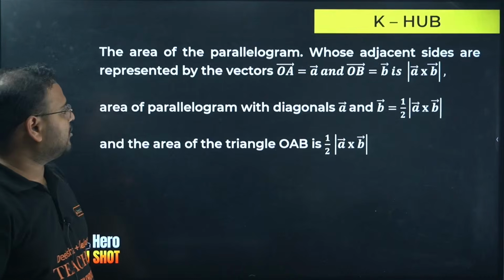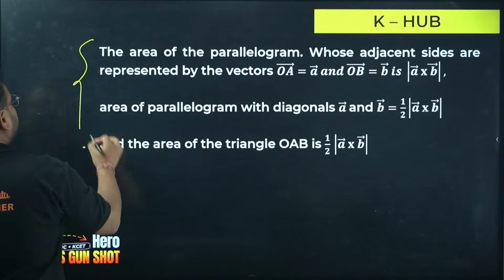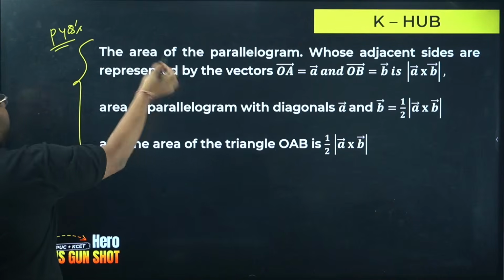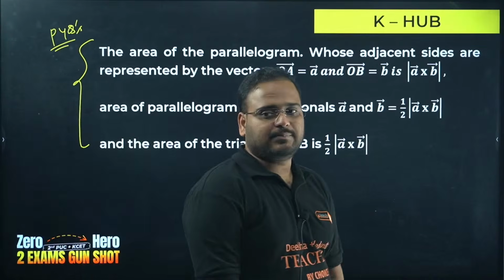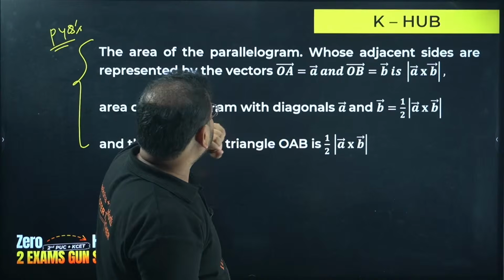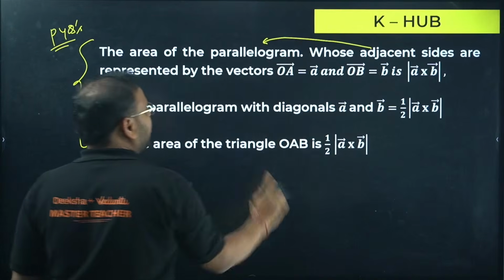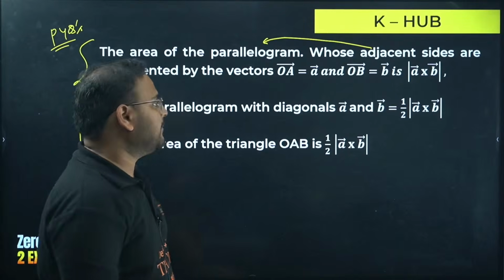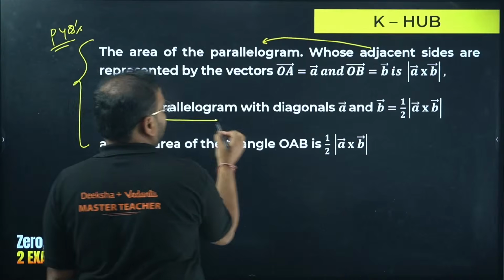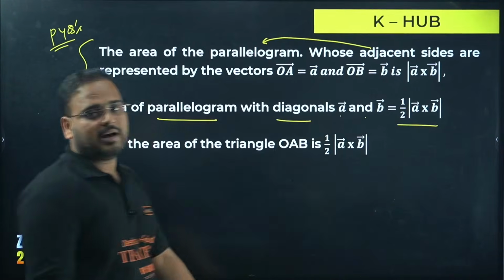Okay. Now, in the knowledge hub, area of, this is a directly question-based approach, PYQ-based concept. We have seen PYQs on these concepts. If you have two vectors OA and OB that are the adjacent sides of a parallelogram, then the area is given by A cross B. If the diagonals of the parallelogram are given as A and B, then it will be half of A cross B.